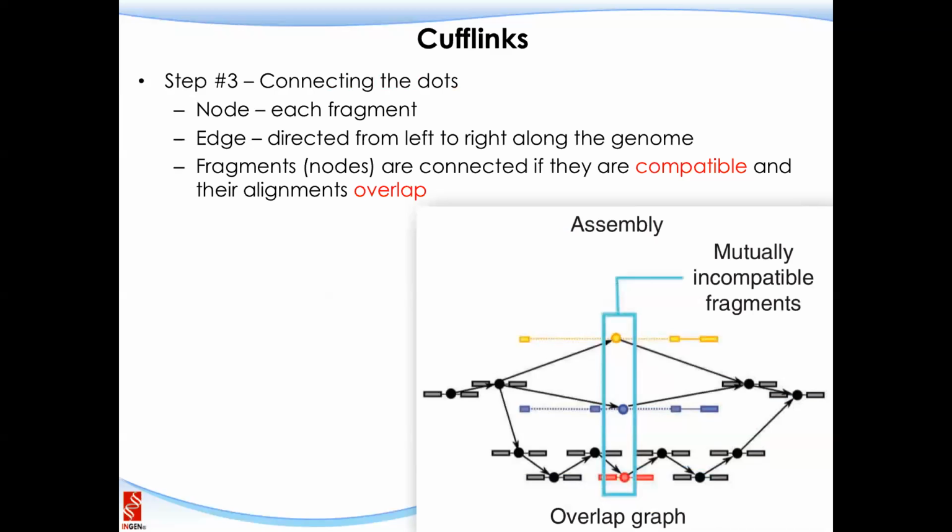One characteristic is that there are some fragments on the graph that are not compatible. That means, in graph theory, you may need different paths to cover this graph.